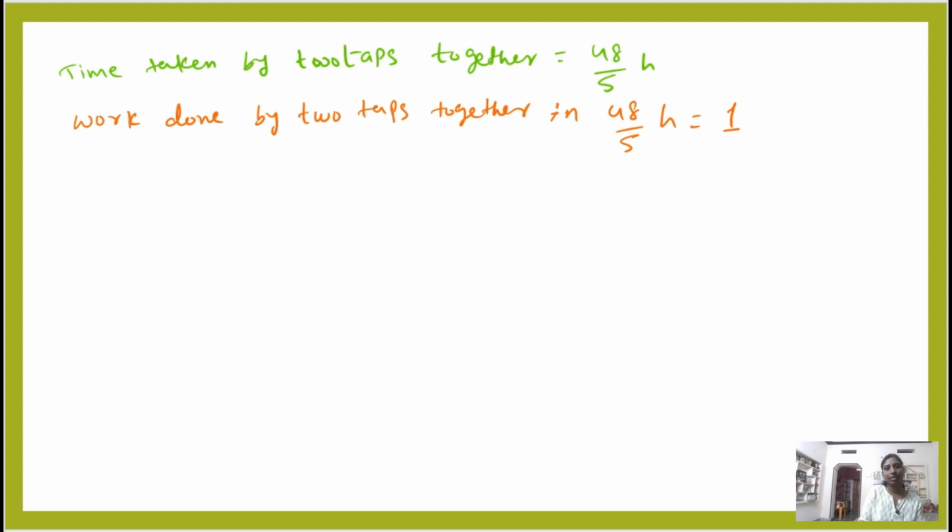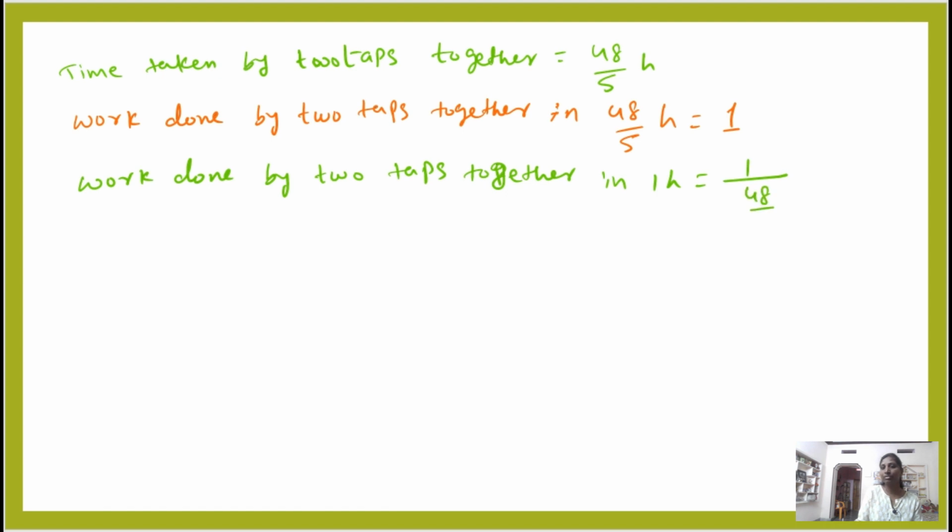So work done by two taps together in 1 hour is equal to 1 by 48 by 5. It means 5 by 48. Okay, it is a piece of work. Don't write h here. It is a piece of work, so I will write work here.